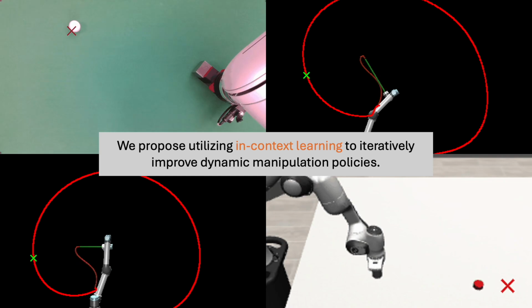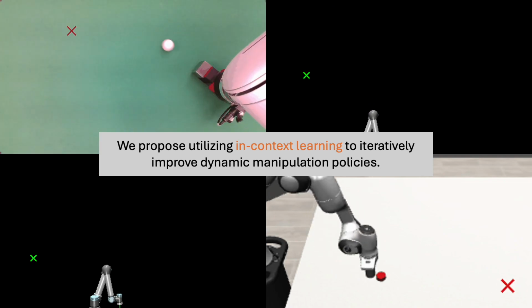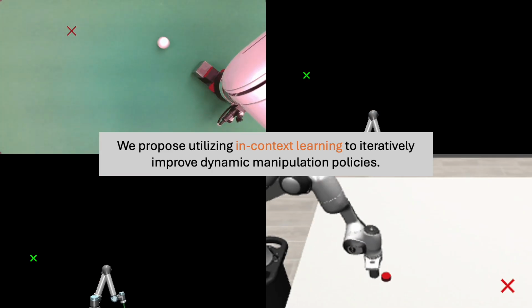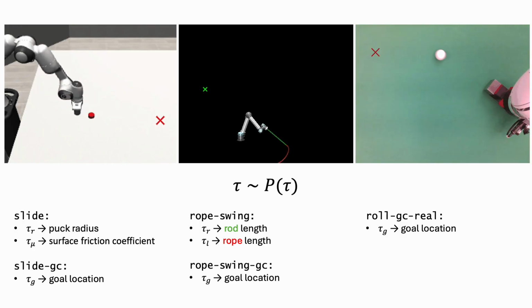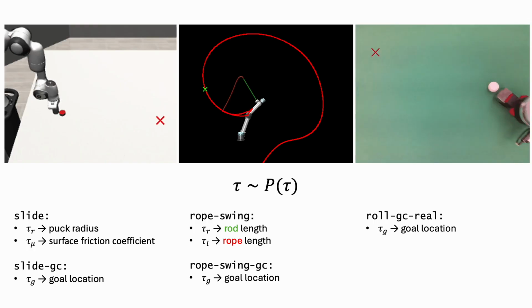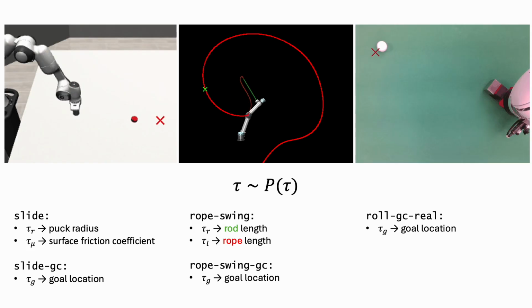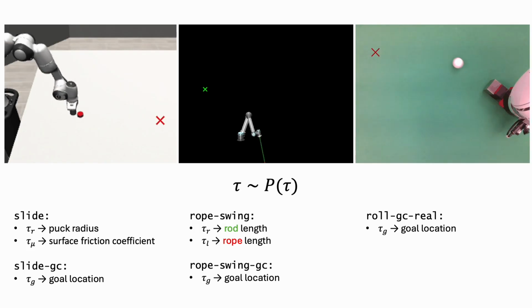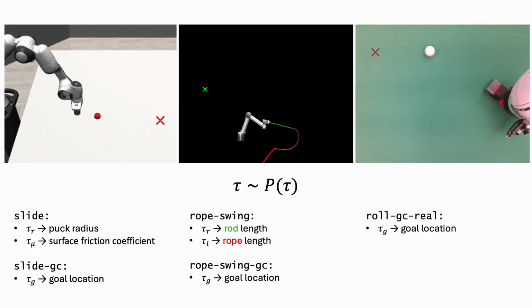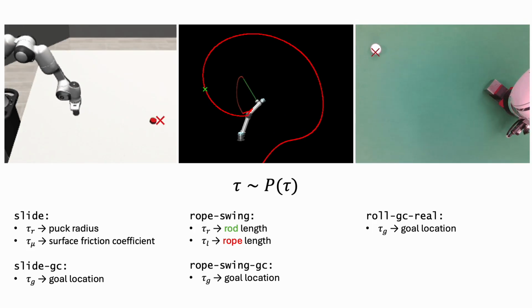By iteratively interacting with the system, we are able to account for variations in underlying physical parameters, correcting for errors in past attempts. We consider solving a dynamic manipulation task drawn from a task distribution, whose underlying parameters tau reflect the variations of the task. Here we consider 5 tasks over 3 environments, 2 simulated and 1 real. In each task, the goal is to dynamically slide, whip, or roll an object to some goal location. We vary either the physical parameters, such as puck radius and rope length, or we vary the target.